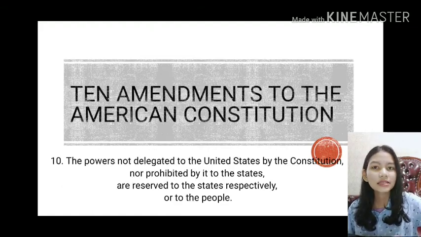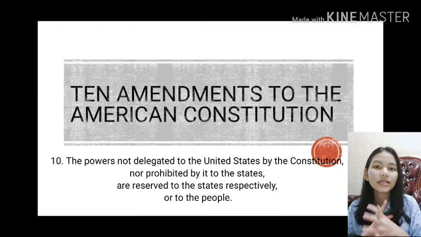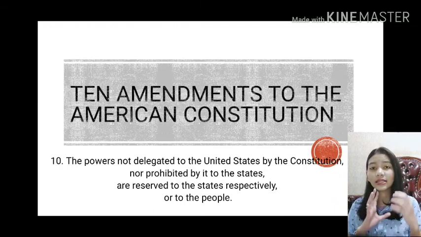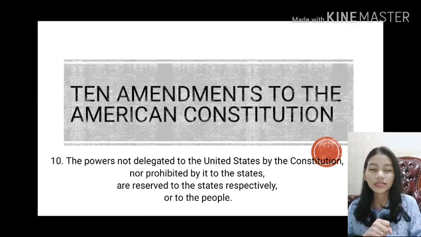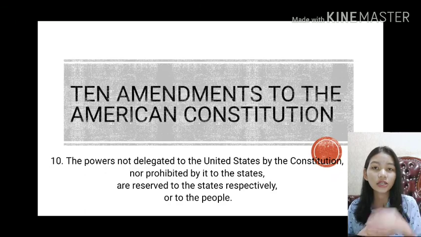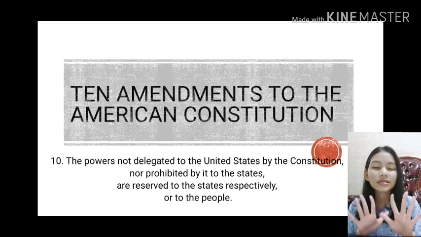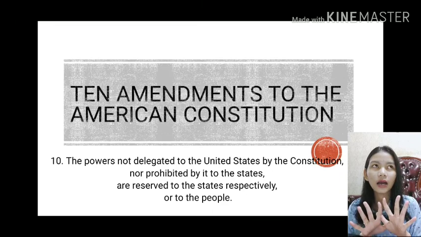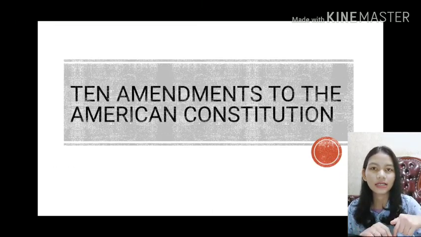And the last amendment states that the powers not delegated to the United States by the constitution, and also not prohibited to the states, are reserved for the states or the people. So yeah, that's the 10th amendment that is stated in the Bill of Rights in America.